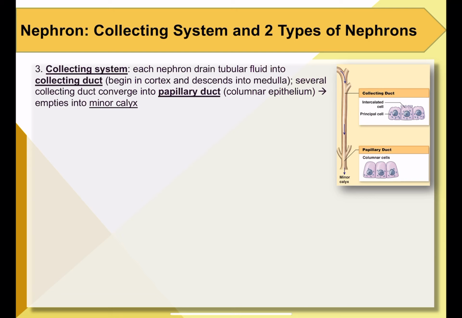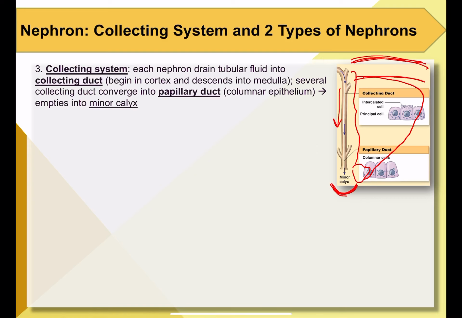Okay, so the last part of the nephron is the collecting system. This is where urine from each nephron drains into the collecting duct. Okay, the collecting duct right here begins in the cortex area and descends into the medulla. Remember, there is that cortex area, and then you have the starting point of the renal pyramids, and it drains into the renal papilla, which is where the papillary duct begins, and then drains into your minor calyx area, which is that little cup. So remember that whole lobule thing is what we're looking at here.